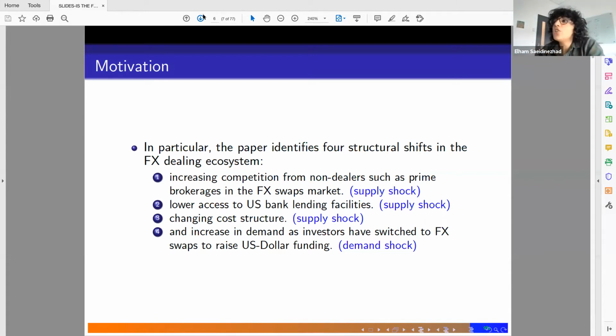The third supply shock is that there have been some changes in the way that the dealers in FX swap are quoting their prices. And the demand shock comes from the fact that international investors and also non-US banks have started to use FX swap in order to raise US dollar funding.